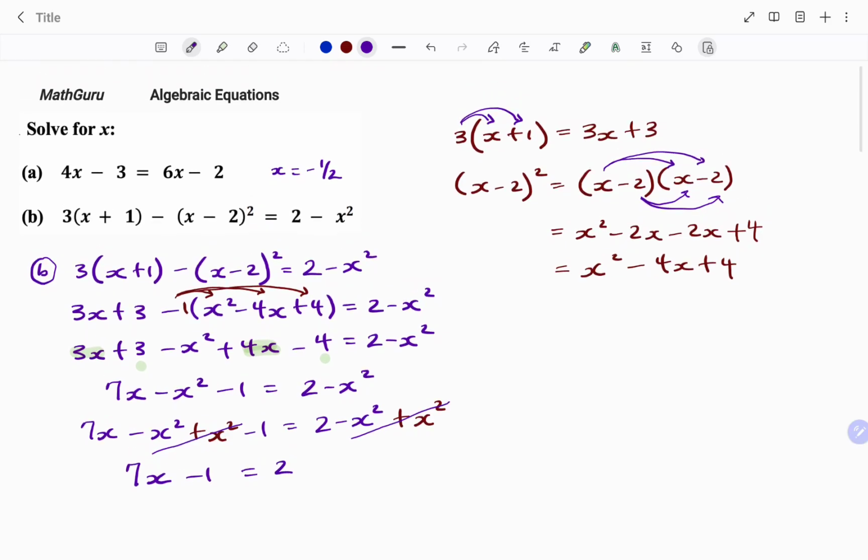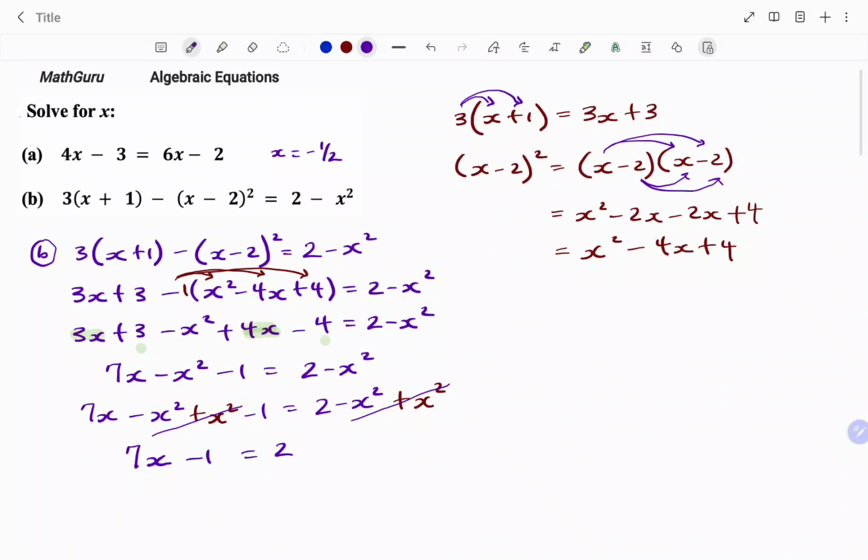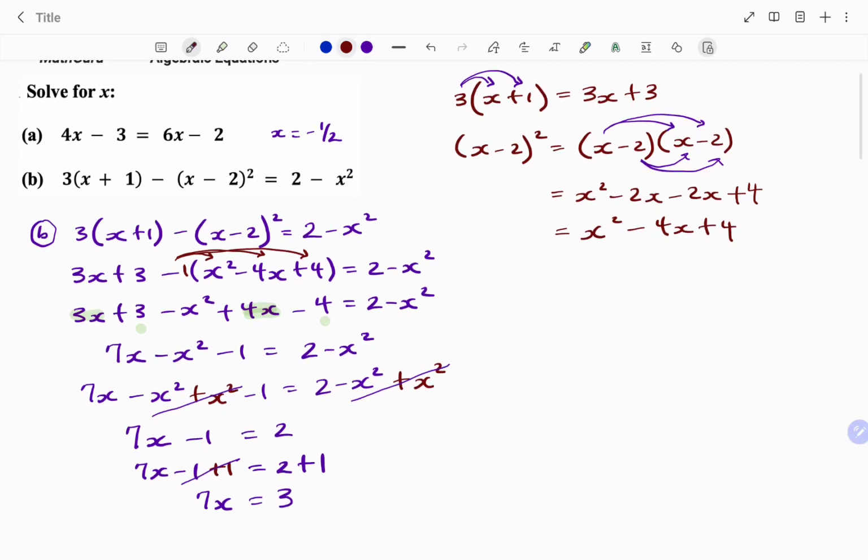The next step, add 1 to both sides. So I have 7x minus 1 plus 1 equals 2 plus 1. Minus 1 plus 1, that goes off. 7x equals 3. And finally, to solve for x, I'll divide both sides by 7. I have 7 and 7, that's 1. Therefore, my x equals 3 over 7.